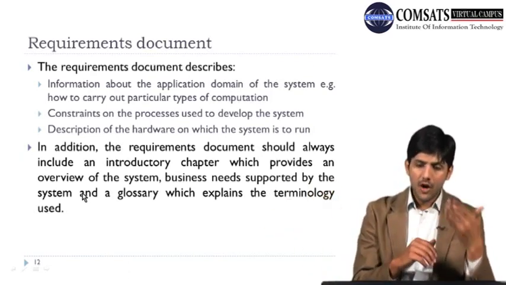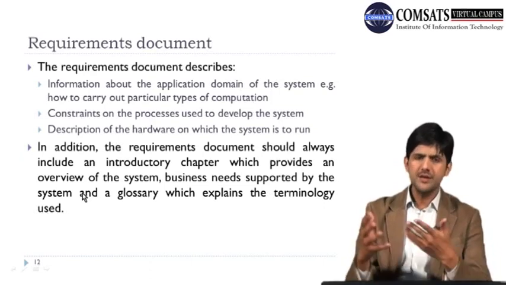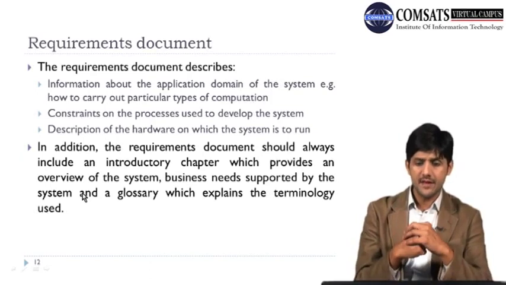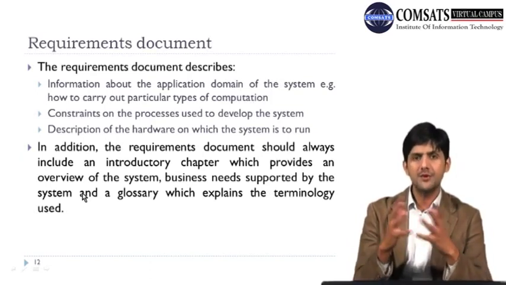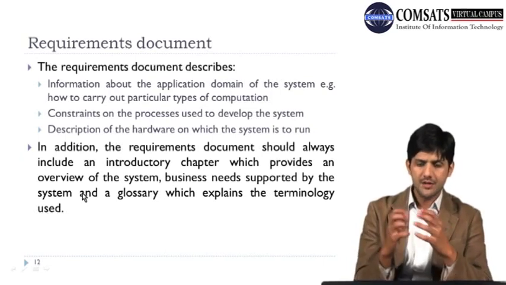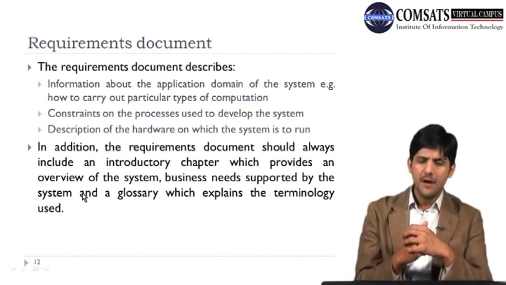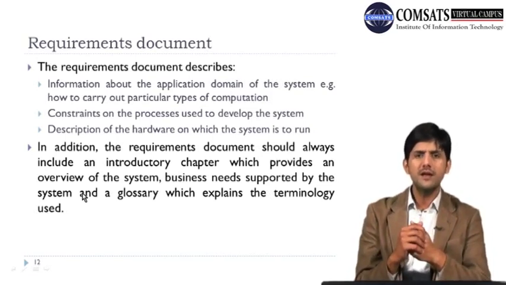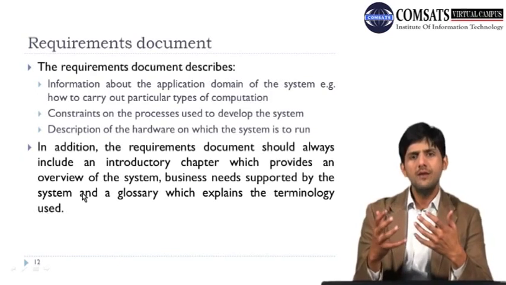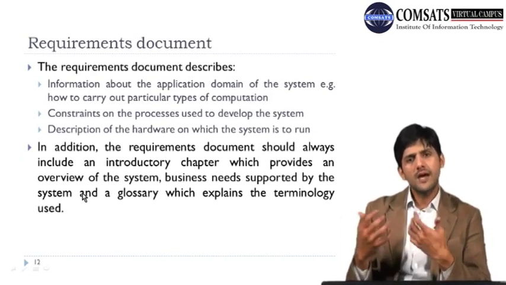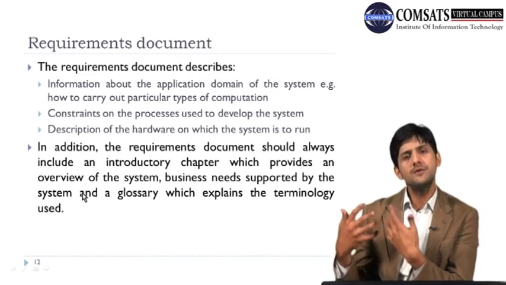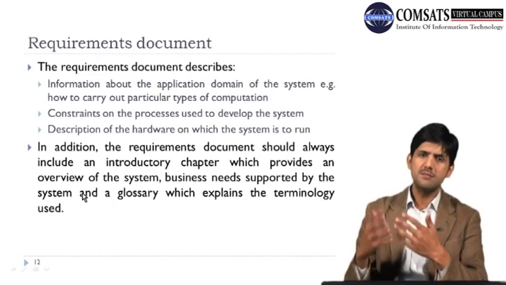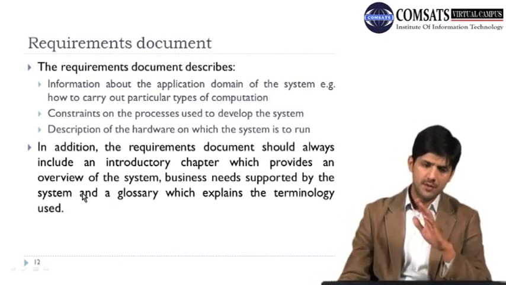In addition, the requirement document should always include an introductory chapter, which is important. When we look at a sample SRS, as I said in the beginning of the lecture, you are going to see what we put in an introductory section. Then it also has an overview of the system and the business needs supported by the system. This is also important, where we try to identify the business objective, that when we build the system, how is it going to help the client. So what is the value in the system for the client? We also try to put that. And then there is a glossary section which explains the main terminology that would be used throughout that particular document.